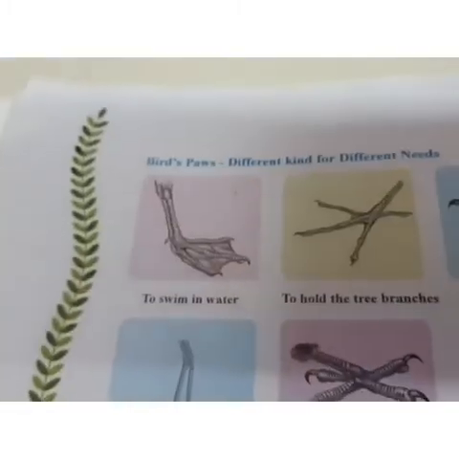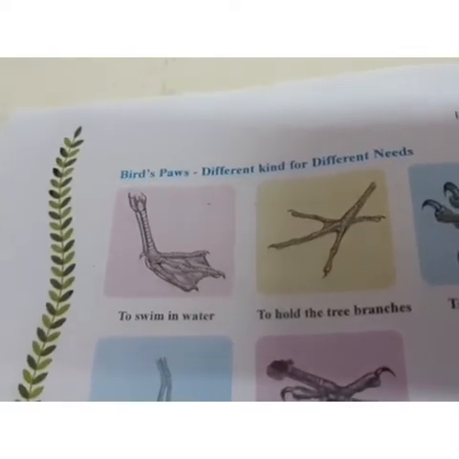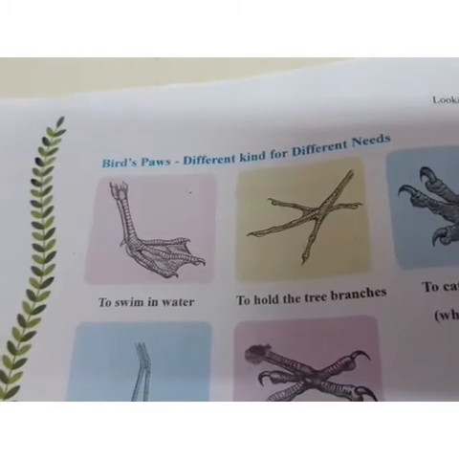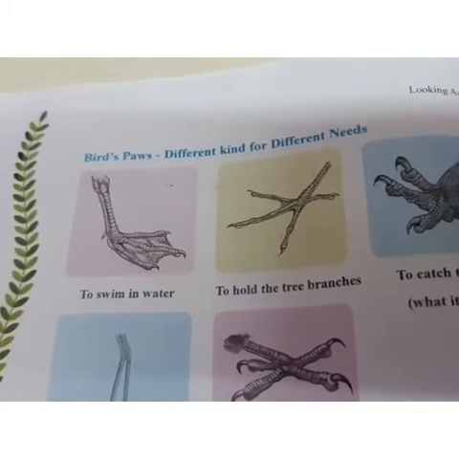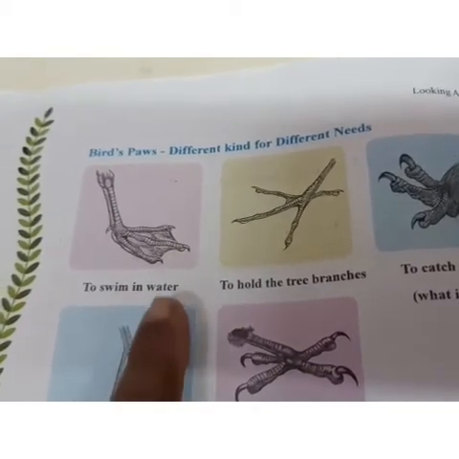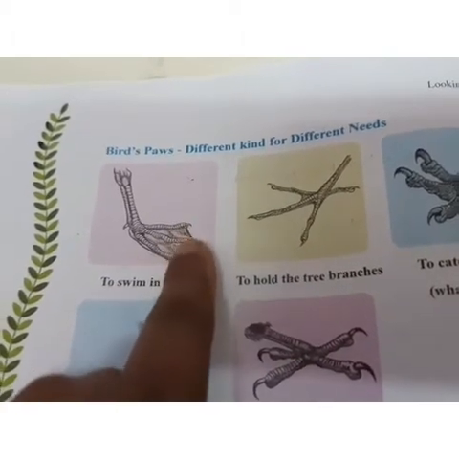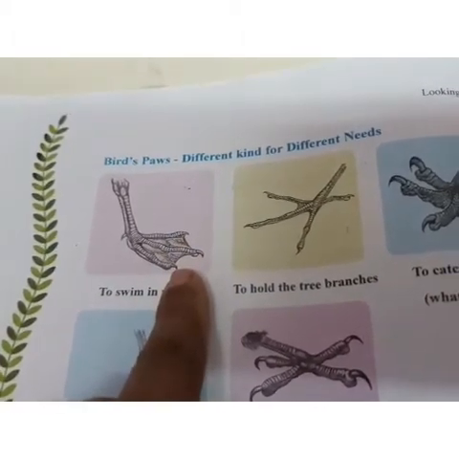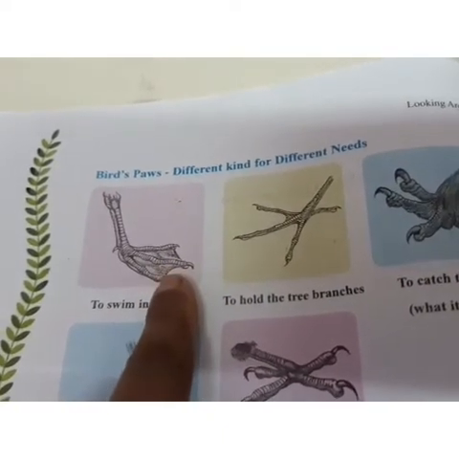Here are some pictures of birds' paws. That means birds have feet or claws, and different kinds of birds have different paws or claws according to their eating habits and the place where they live. This is a bird that swims in water. You can see that here the foot has skin all over. This is called webbed feet, so that they can swim easily. They can wade through the water and swim easily.